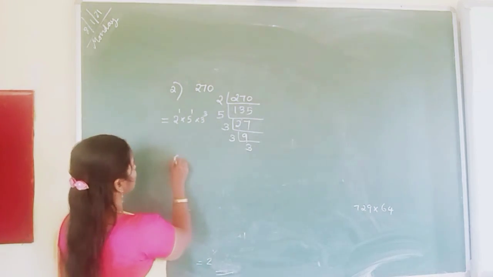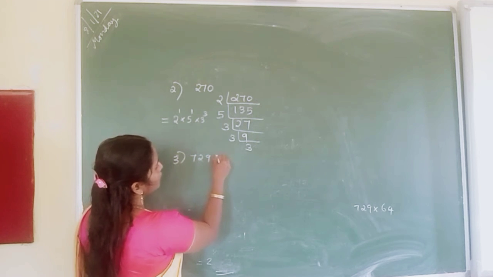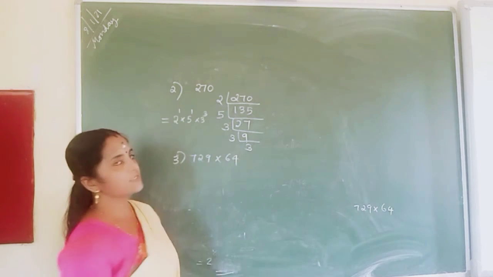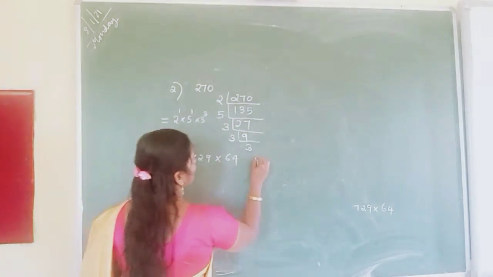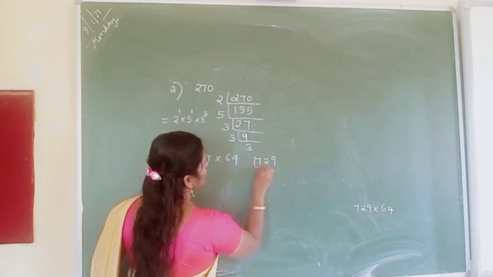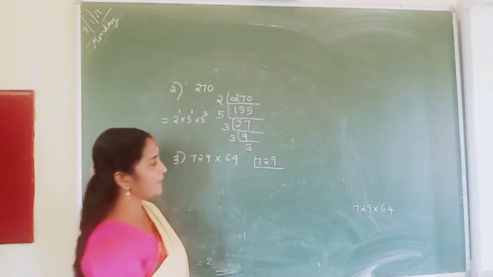Another question is 729 into 64. Here also we convert each number as a product of primes. 729, which number can we start with?